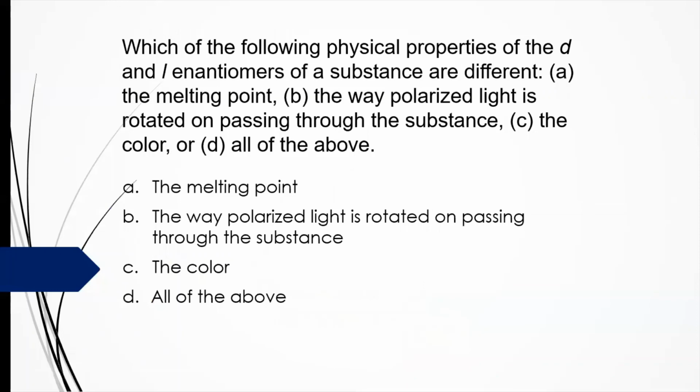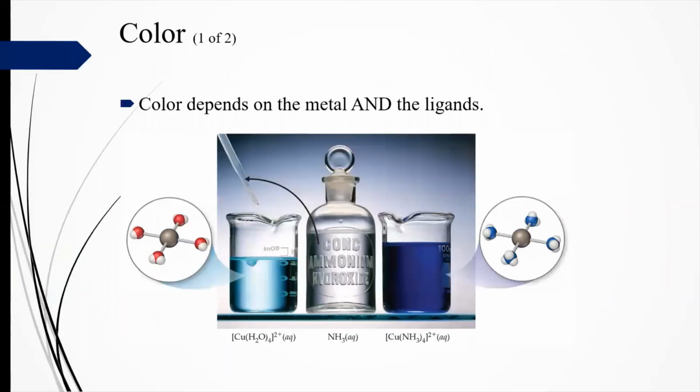So which of the following physical properties of the D and L enantiomers of a substance are different? The melting point, the way the polarized light is rotated, the color, or all of the above? What we'll find out is that what's going to be different for our optical isomers is just the way that we rotate the light. The other parts remain the same. The color depends on the metal and it depends on the ligand.